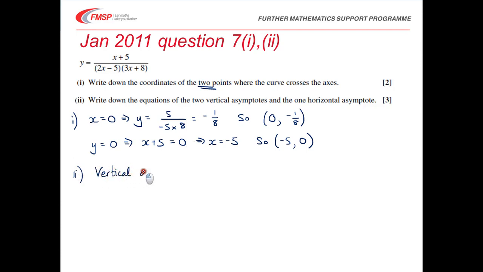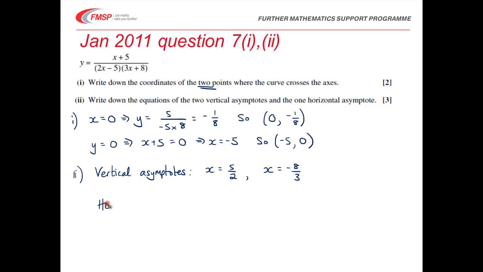Okay, for the vertical asymptotes, I probably don't need to write any working down. I can just write these down straight away. 2x minus 5 is 0, means that x is 5 over 2. And 3x plus 8 is 0, is x equals minus 8 over 3.